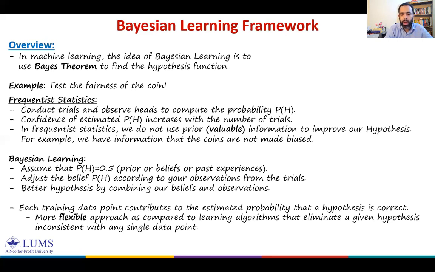In Bayesian learning, unlike frequentist statistics, we can stop conducting trials when we have obtained results with sufficient confidence for the task. Okay, so this was a very brief overview of Bayesian learning framework. In the next video, we will formalize this mathematically.